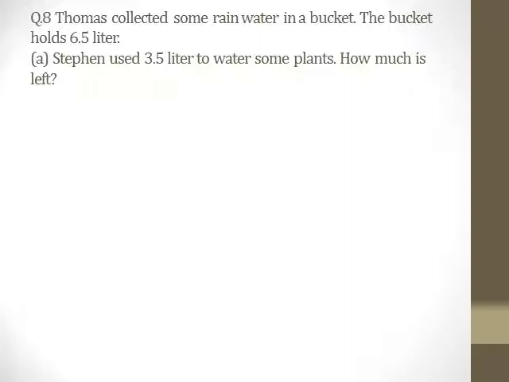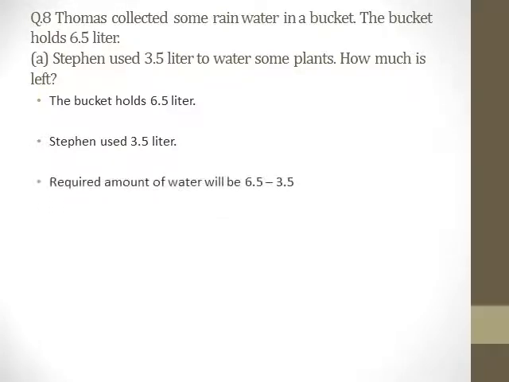So first you have to search out what information is provided by the question. The first information is that the bucket holds 6.5 liters. That means you have 6.5 liters of water. The second information given by the question is that Stephen used 3.5 liters of water. So what do you need? You need how much is left. So when you know the total amount of water is 6.5 liters and Stephen used 3.5 liters, in order to find out how much water is left, you will simply do subtraction. When you subtract 3.5 from 6.5, you will get the answer. So the required amount of water will be 6.5 minus 3.5.